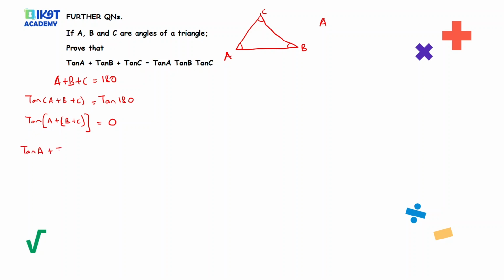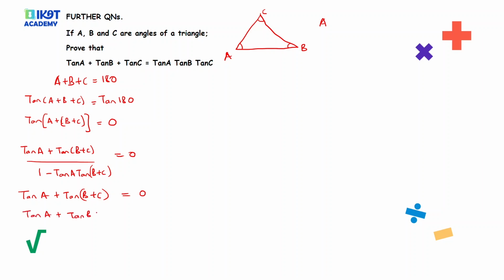So now we expand. This is tan A plus tan of B plus C out of 1 minus tan A tan of B plus C is equals to 0. We cross multiply, so that will go with that. So we'll end up having tan A plus tan of B plus C will be equals to 0. So now I can say this is tan A plus, now I expand this, tan B plus tan C out of 1 minus tan B tan C.